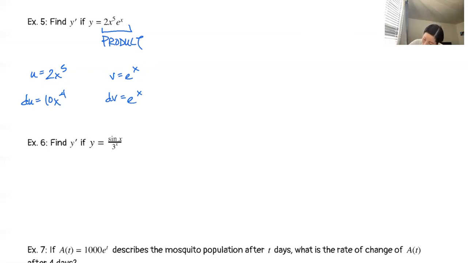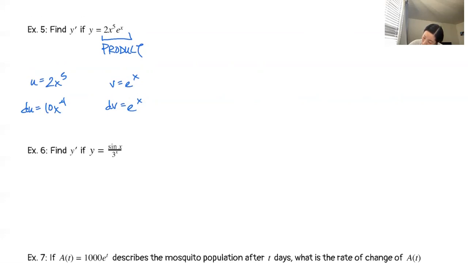All right. So now let's go ahead and find our y prime. I'm going to plug everything into the product rule, which is u dv plus v du. And we're just going to plug in what we have, which will give us 2x to the 5th times e to the x plus e to the x times 10x to the 4th.